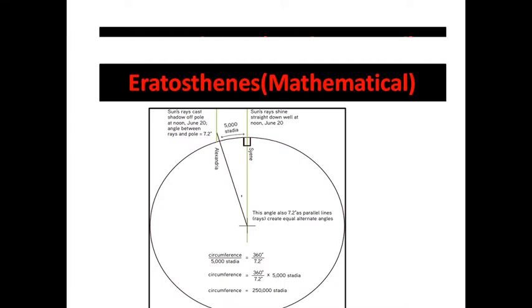And Eratosthenes copied. During that era, Xerox machines were not available, but he copied lots of famous, valuable books.